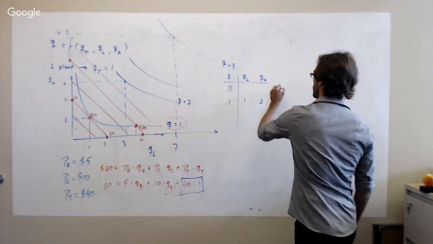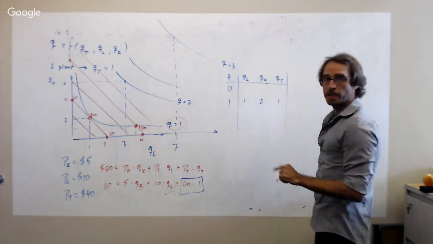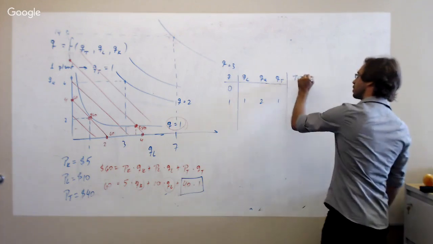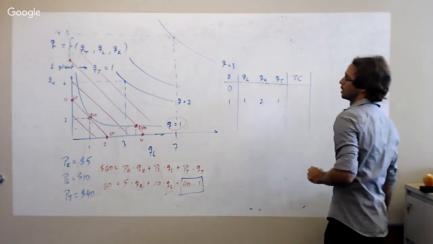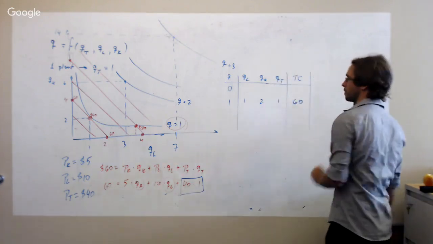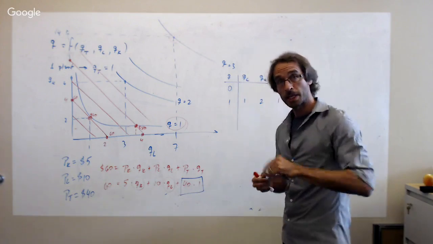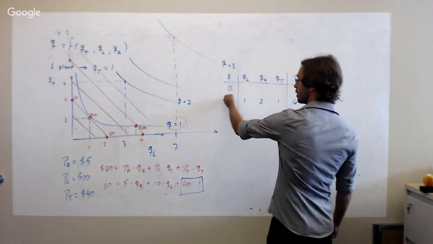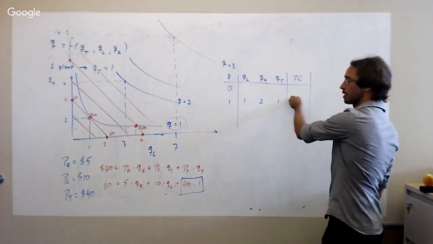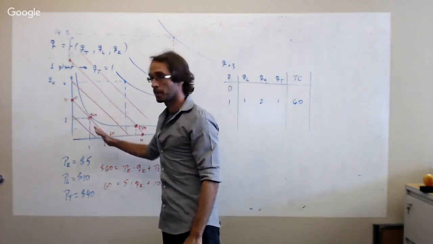You have that one plant, so that's not going to change, which costs the firm, so total cost, what did we say? $60. Right? So we have established a relationship between the quantity of output and the total cost of that output after choosing our inputs optimally. All right?